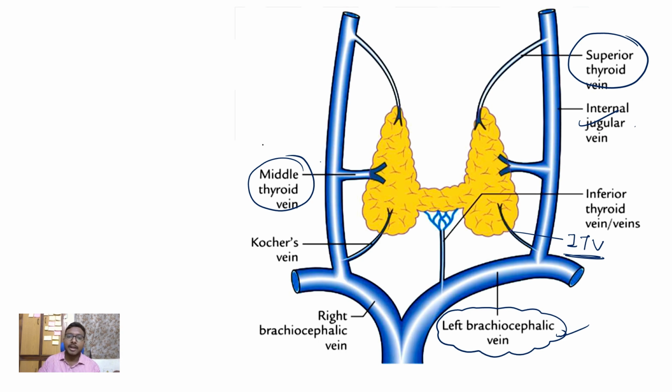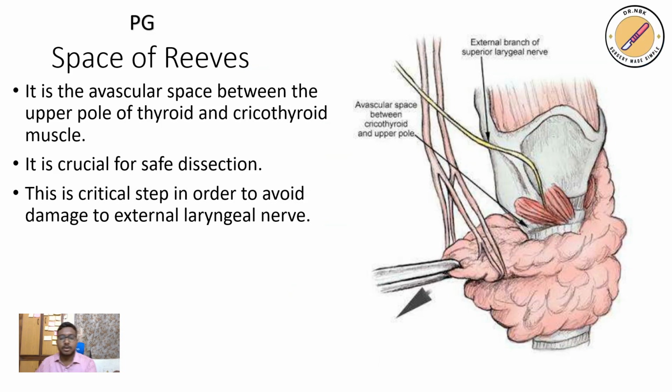Right? What is the clinical importance of middle thyroid vein? Please understand, whenever we are doing thyroidectomy, once we open the pretracheal fascia, the next thing you are going to see is your thyroid gland. So the first vessel to be ligated during the thyroid surgery is middle thyroid vein. So it is the first vessel to be ligated during the thyroidectomy. Okay, right.